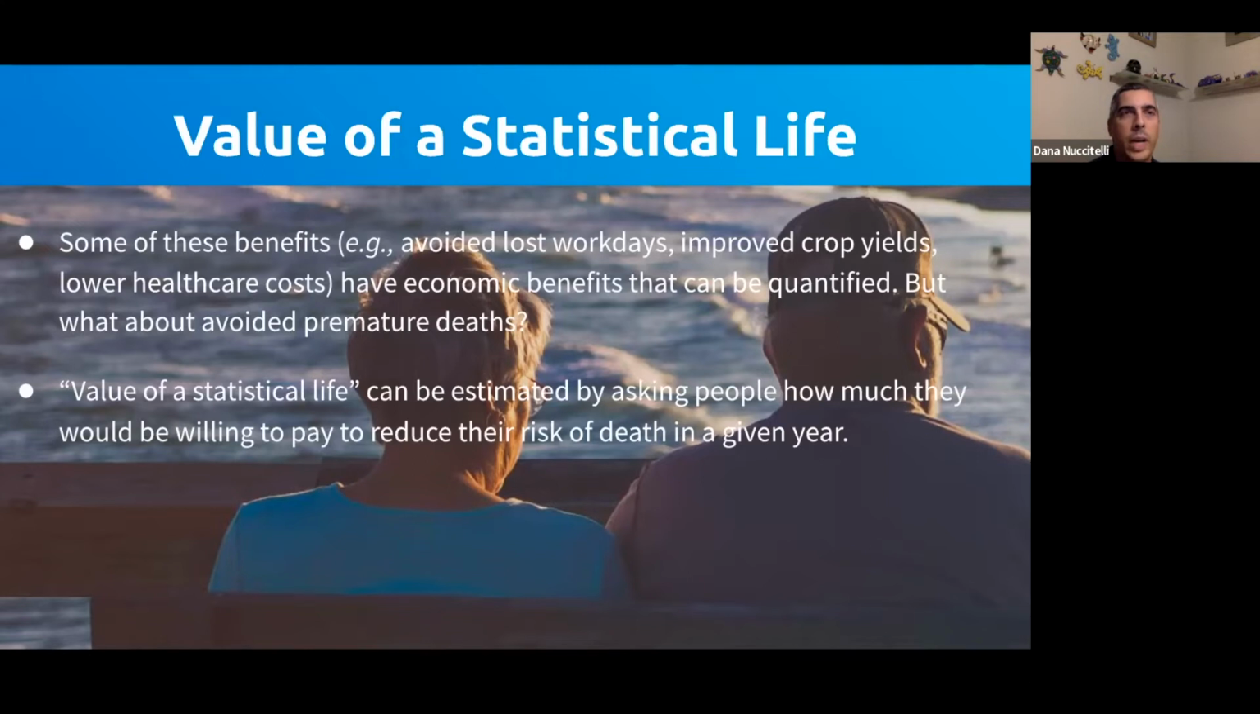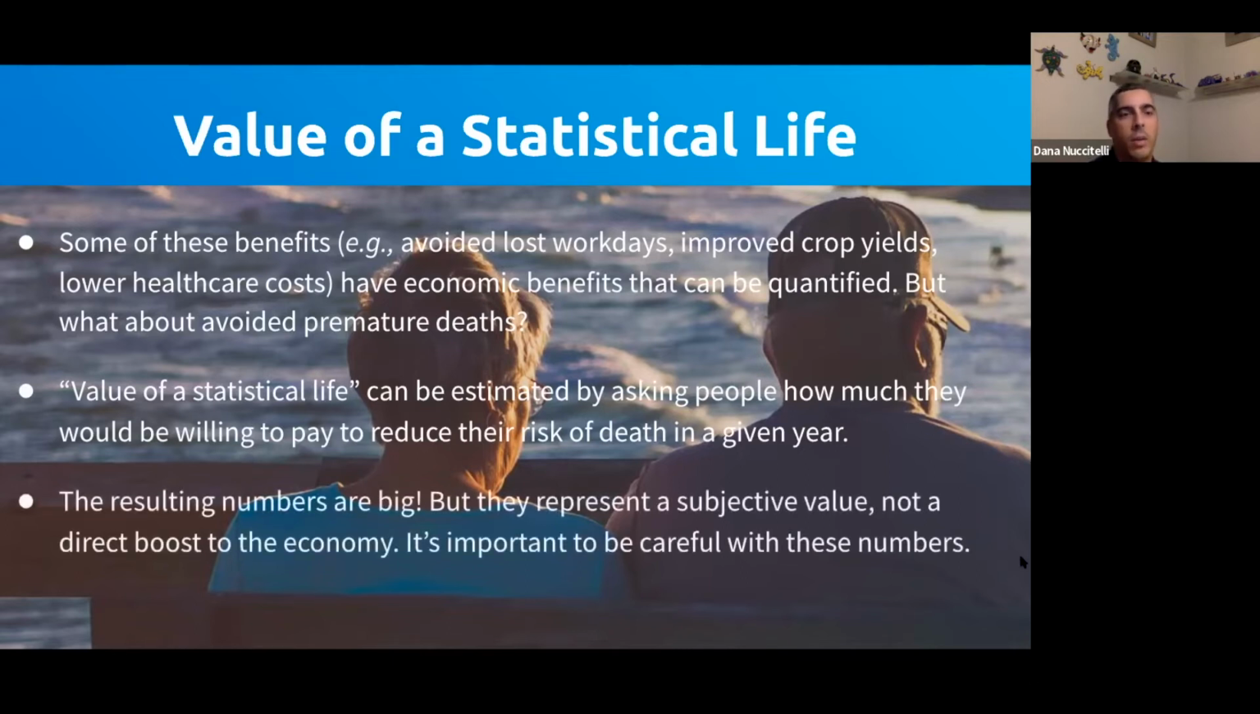So basically the way that scientists do this is they do surveys of people and ask them, for example, one way to do it is how much they'd be willing to pay to reduce the risk of death in a given year. And then you statistically calculate the value of that. And when you do that, it turns out people really put a high value on not dying, which makes sense. I certainly do. And so the resulting numbers tend to be very big.